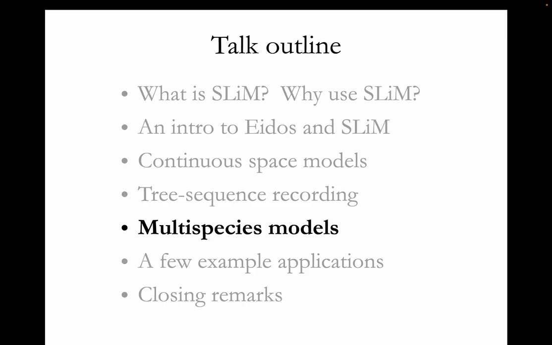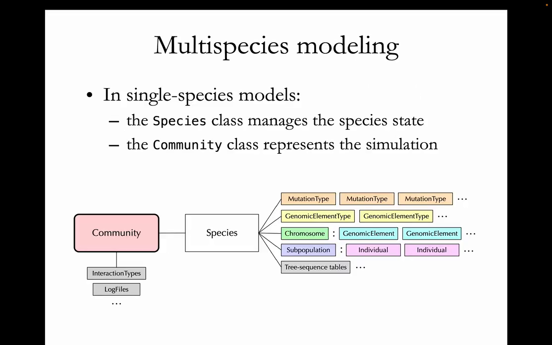The third and final advanced topic I want to talk about today is multi-species modeling. This is the most recent addition, new in SLiM 4. In single-species models, there's a species object that manages all of the simulation state that's related to the species itself, the objects for the chromosome hierarchy and the population hierarchy in particular. The top-level community object represents the simulation as a whole and manages some state that's not species-specific, such as interaction types and log files.